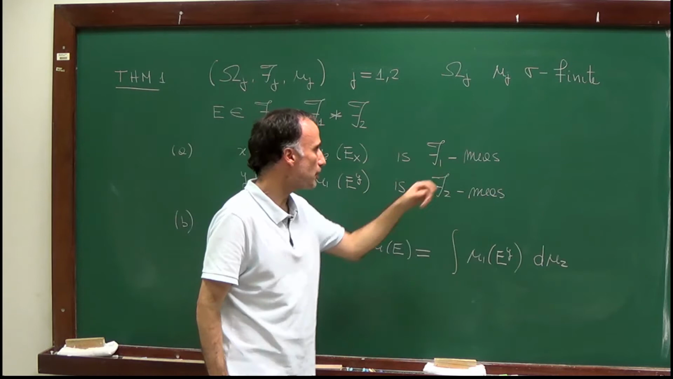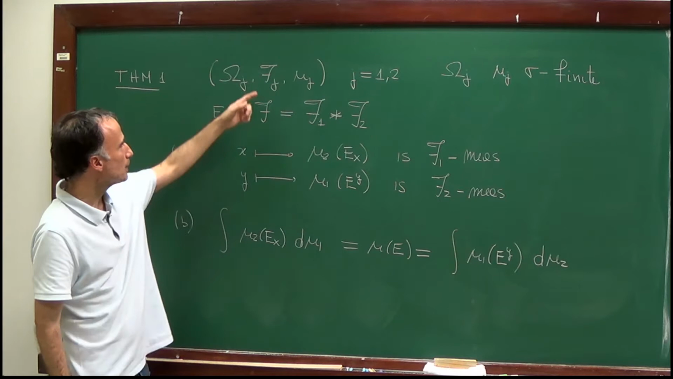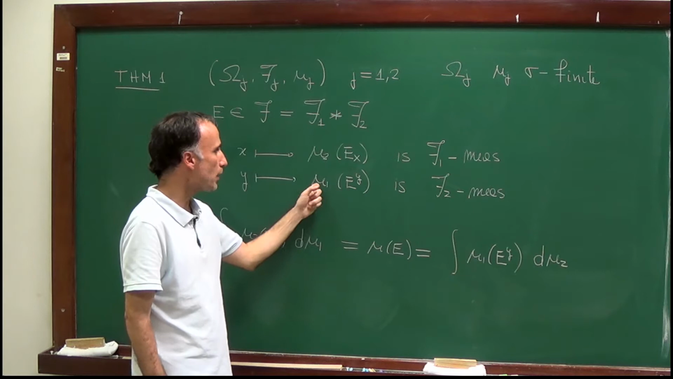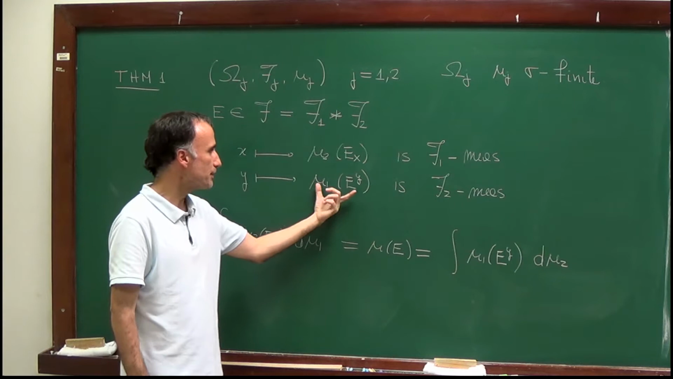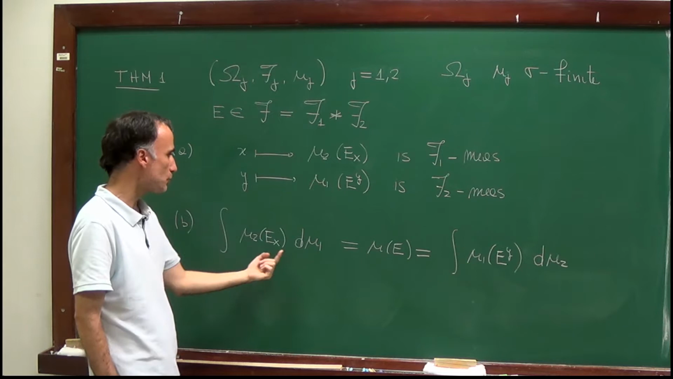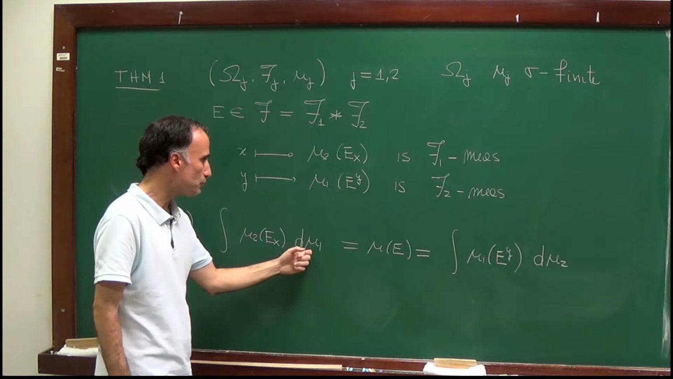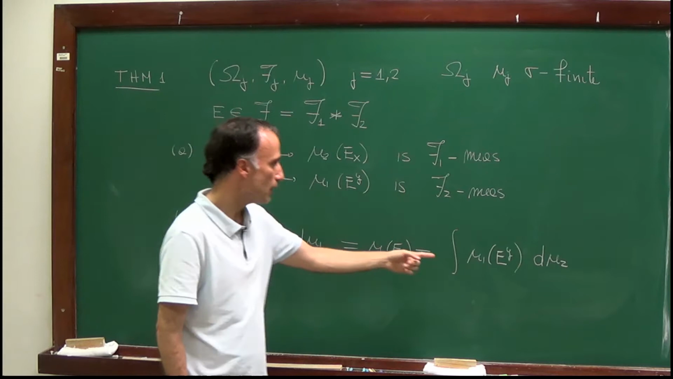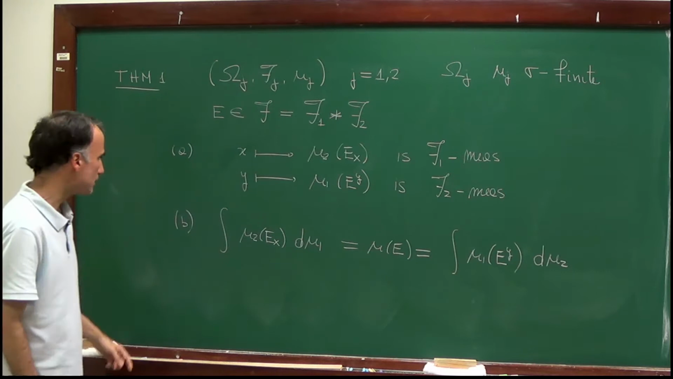And in the same way, if I fix y in omega 2, and I take the y section of E, this y section is F1 measurable, so I can take its mu 1 measure. And what I claim is that, as a function of y, this measure is F2 measurable. So since this function is F1 measurable, I can integrate it with respect to mu 1, and what I claim is that what I get is mu of E. And we can, of course, reverse. Since this function of y is F2 measurable, I can integrate it with respect to mu 2, and I claim that we have this identity. This is the second assertion of this theorem.